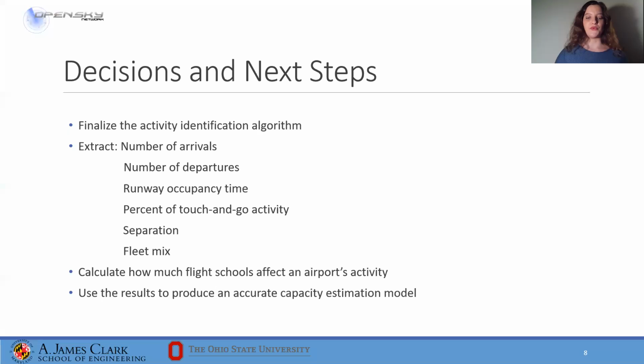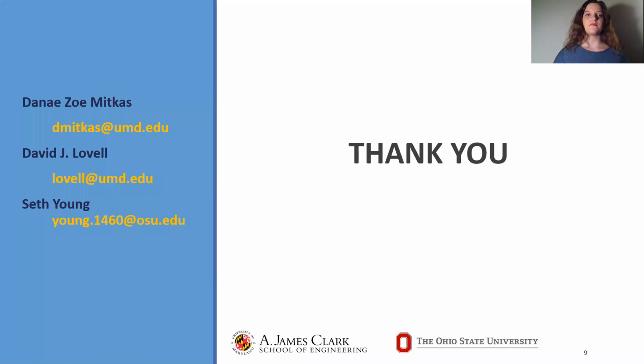Our next steps include the finalization of the aircraft activity identification process and to produce results for each airport, such as number of arrivals and departures, runway occupancy time, and other. And then we want to calculate how much a flight school affects an airport's activity. And lastly, use these results to produce an accurate capacity estimation model.